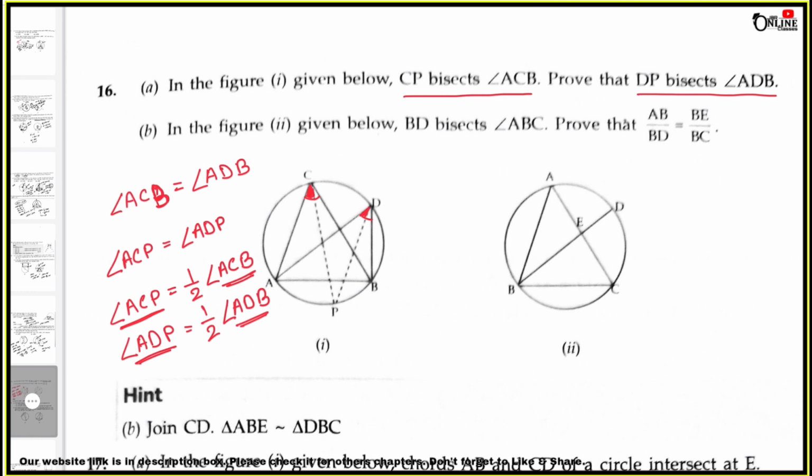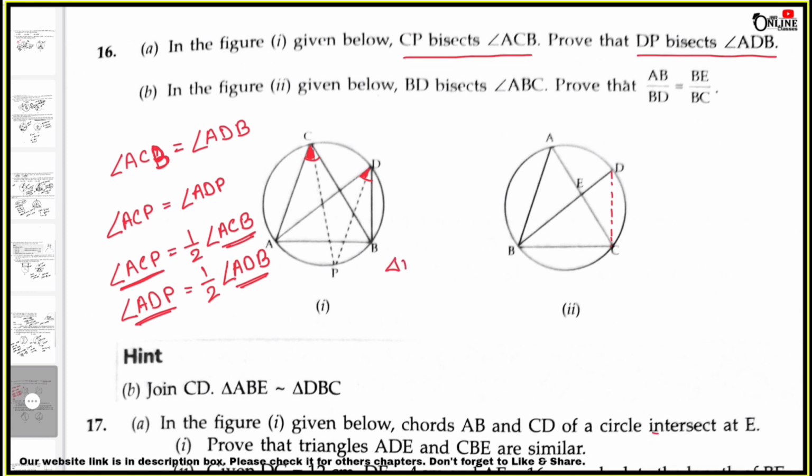So first here I join C and D. So if I join CD, then I have two triangles. Triangle number 1, that is ABE, and triangle number 2, that is BCD. Triangle ABE and triangle BCD. Now in these two triangles, angle A equals angle D. This angle is equal to this one because both angles lie on the same segment.